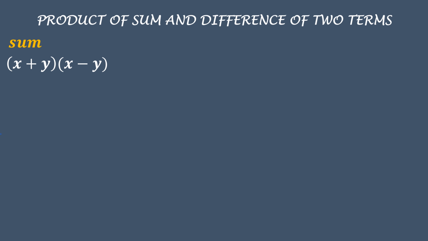So the x plus y and the x minus y. The x plus y stands for the sum because it is a plus. The second set is a difference. Why is it a difference? Because it's minus. So when we say sum and difference, how do we get the product?